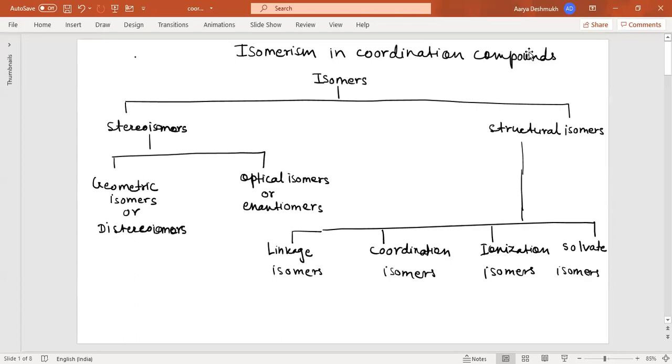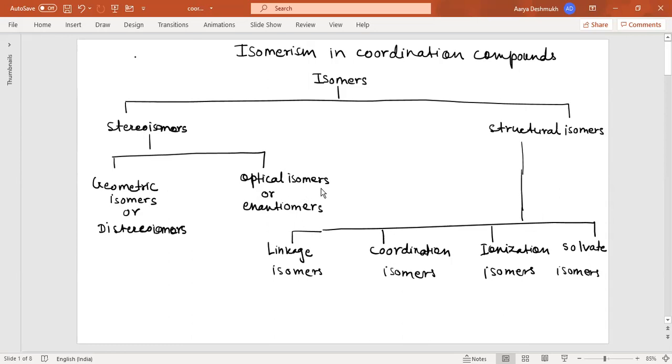Before we proceed with all this in detail, let's have a look at how these isomers can be classified. Isomers are of two types: one is stereoisomers and the other is structural isomers. The word stereo means the position of the ligands in space. This position in space of the ligands distinguishes them into two different types: one is geometric isomer and the other is optical isomer.